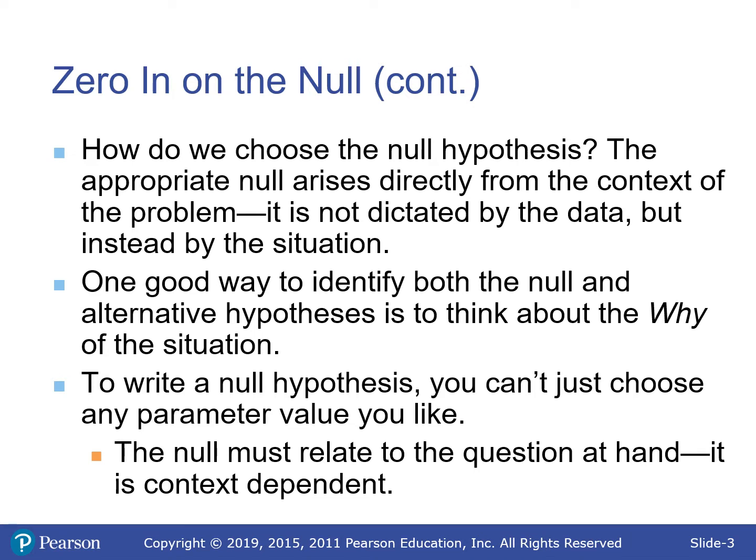So a good way to think about it is the why of the situation. Why are you doing this? You are trying to show something. You're trying to make a claim against the population. The thing that you are trying to prove is true is not the null hypothesis, because you cannot say the null hypothesis is true. There's either evidence to reject or there's not evidence to reject.